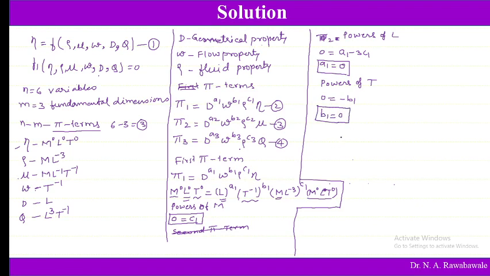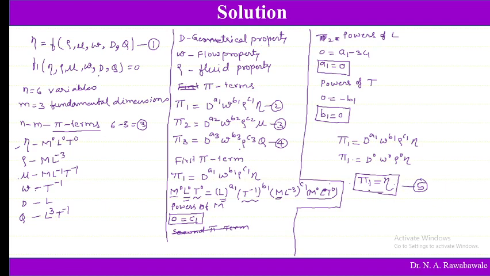So this pi 1 term, which we are going to say as d to the power of A1, omega to the power of B1, rho to the power of C1, efficiency. So pi 1 is equal to d to the power of 0, omega to the power of 0, rho to the power of 0, efficiency. That is nothing but pi 1 term is equal to efficiency. So this is one correlation which we have obtained. Pi 1 term is nothing but equal to efficiency, that is the fifth equation.